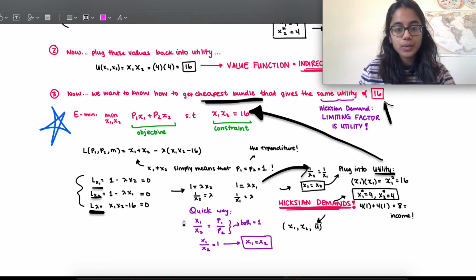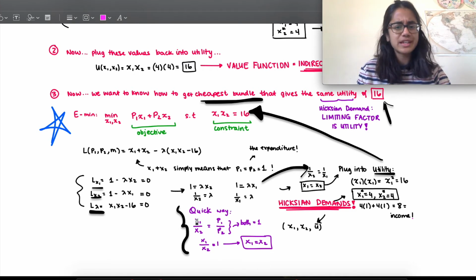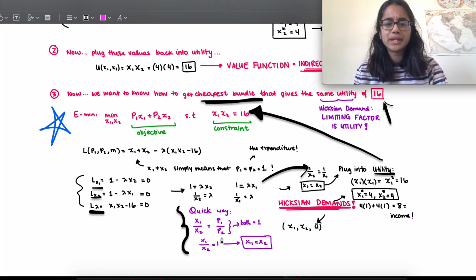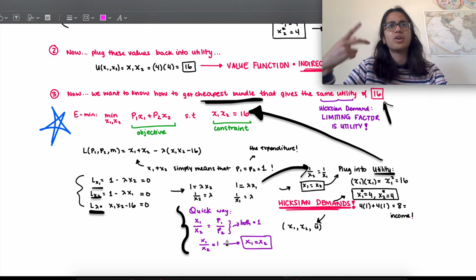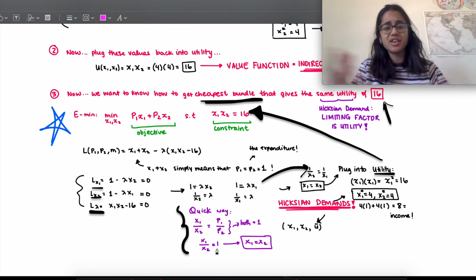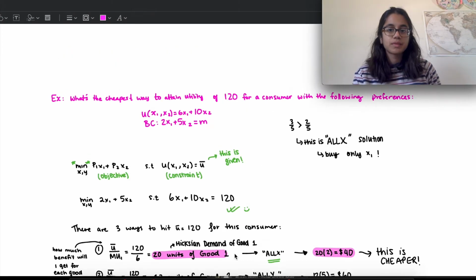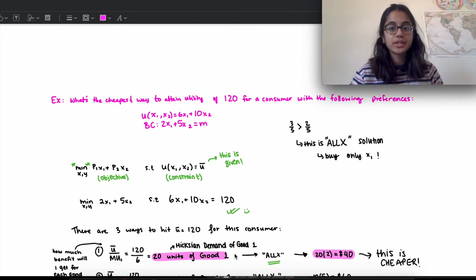So here we see a quick way to do that, if you don't care about the Lagrangian, which you should, it's a good way to check your work. You can just see, okay, our P1 over P2, we know that both of the prices are 1, so it just becomes 1, right? X1 over X2 is equal to 1, and you do cross multiplication and you get X1 is equal to X2. So moving on to a new problem, I actually really like this problem.